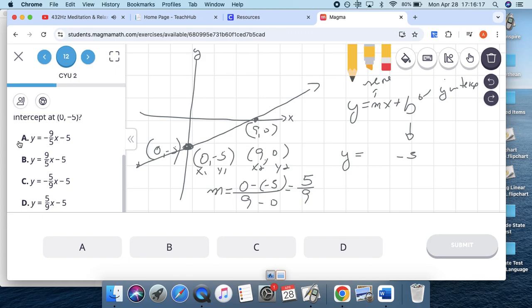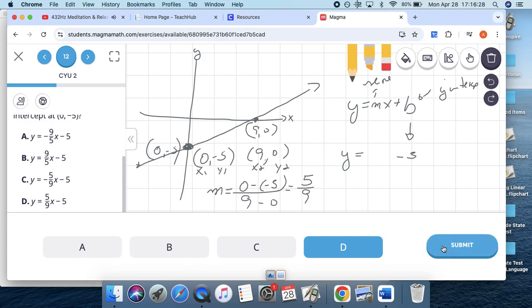Okay, so A is gone, right? A is gone because it's a negative slope. It doesn't make sense. And C is gone. So it's between B and D. And we want 5 over 9, so it looks like D is the correct answer.